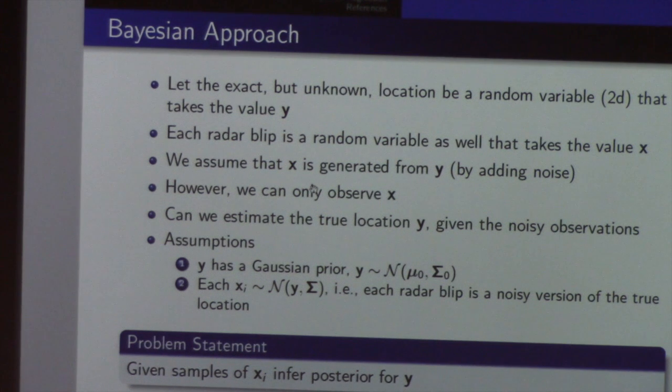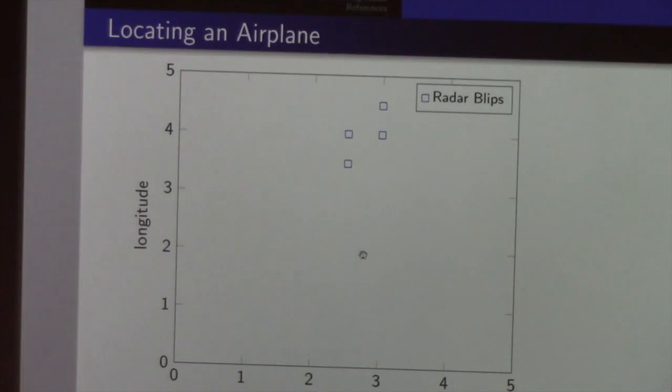So to do that, we model both y and x as Gaussian distributions. We assume that y has a Gaussian prior. Let's say somebody tells you that the true location, without knowing anything else, is that the plane is at 2.5, 2.5, and it's going to be in a circle around 2.5. That's the prior information. You can model that as a Gaussian prior in which the mean is 2.5, 2.5, and the covariance matrix determines the size of this circle.